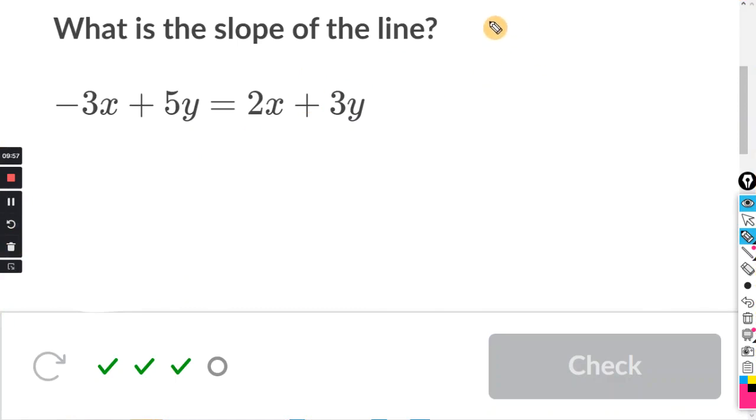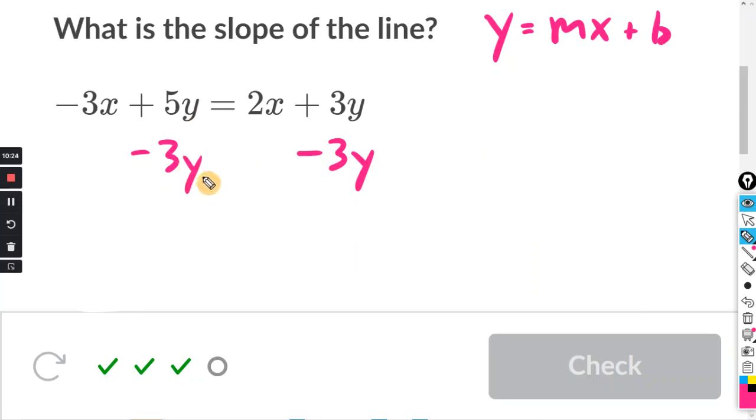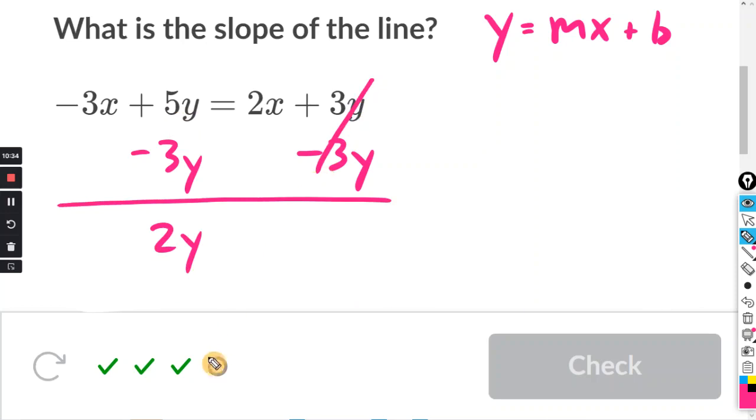What is the slope of the line? As always, we want to do y equals mx plus b. All right, here it looks a little confusing. We have two separate y values or coefficients. I kind of want to keep y positive. So since 3y is less than 5y, I am going to subtract the 3y from both sides. You can certainly go the other way if you wanted to, but I want to keep y positive. Okay, 5y minus 3y is 2y, and 3y minus 3y cancels.